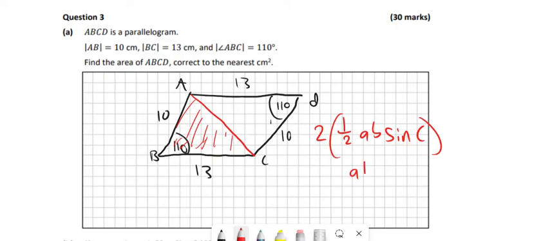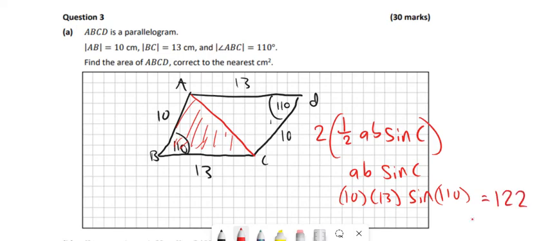So all it's going to be is just AB sine C. The A and B are the two sides, the 10 and the 13, and the angle is 110. And then we're just using the calculator, and we get 122 in the end. And that's part A.